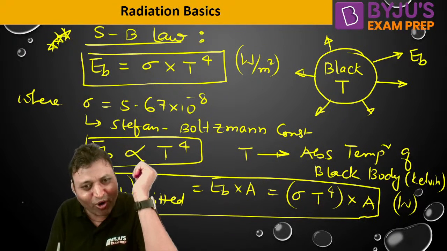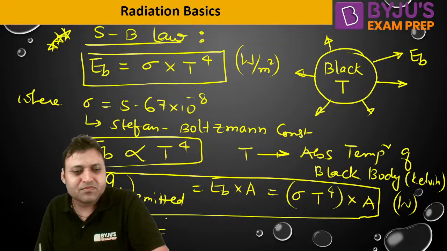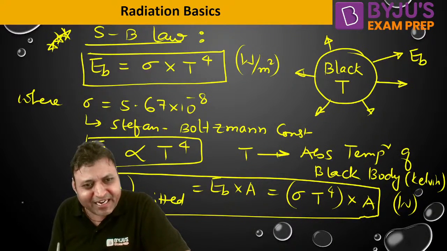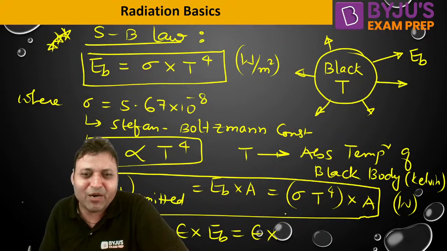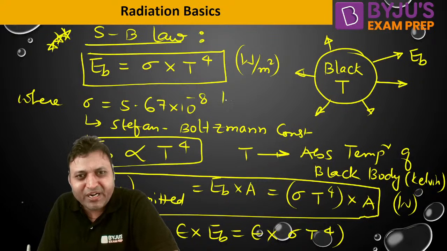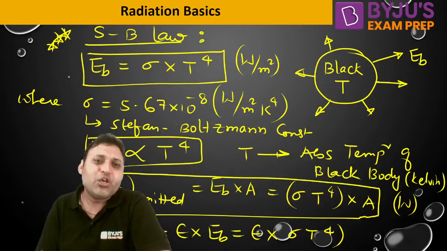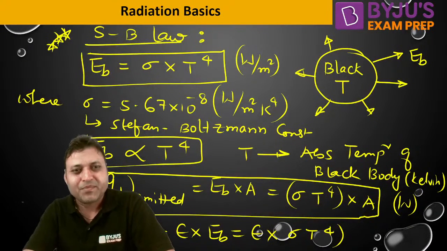And for a real body, the emissive power of a real surface will be equal to epsilon into EB, that is equal to epsilon multiplied by sigma into T to the power 4. Yes, the unit is watt per meter square Kelvin to the power 4. That is the unit of sigma. That is called the Stefan-Boltzmann constant. Is this clear?